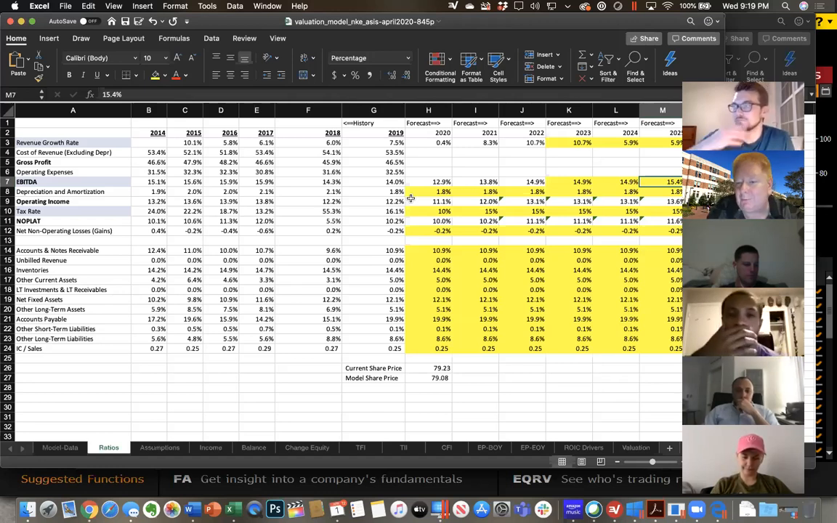Why did I change the margin? Why did I change the tax rate? Why did I change the G? Did I leave it alone? If I left it alone, why did I leave it alone? How did that translate to a share price? You're going to repeat that process 4 times, right?